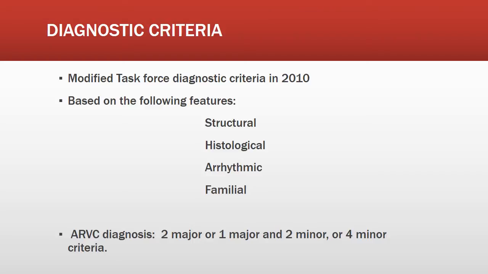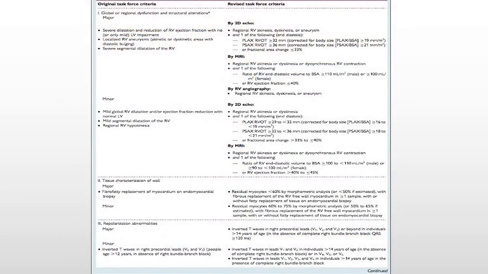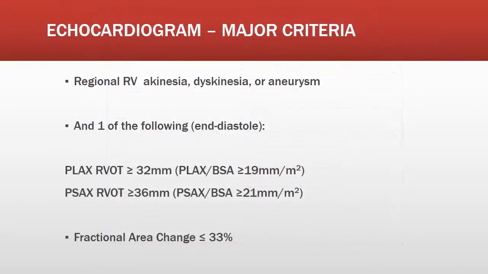Now this is taken directly from the article, quite hefty and complex, so I'll be going through it bit by bit. So, performing an echocardiogram, you have to look out for the major criteria, and these are regional or global right ventricular akinesia, dyskinesia, or aneurysm formation in the right ventricle. And you have to have one of the following: an RVOT of more than 32 millimeters on parasternal long axis, or an RVOT of more than or equal to 36 millimeters on parasternal short axis, or a fractional area change of less than or equal to 33%.